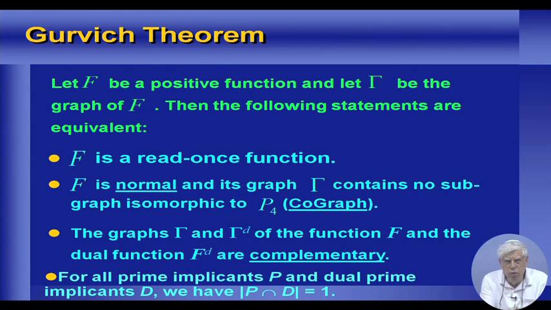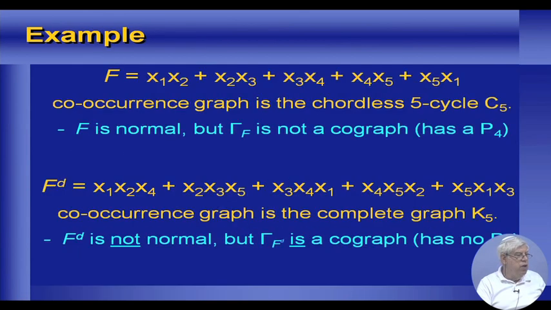Other conditions that are equivalent that we won't go into as deeply: the graph and the graph of its dual function are complementary. And another one, for all prime implicants of the function and all prime implicants of the dual of that function, the cardinality of the intersection has to be equal to 1. I just give you those results, but you will have to read up on that if you're interested in following up. Both of those conditions are important and required.